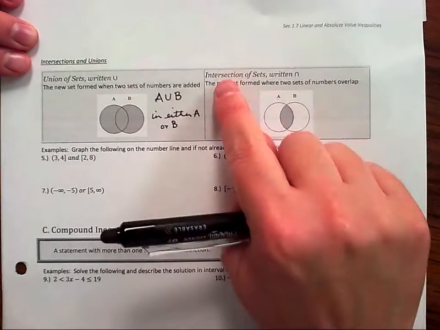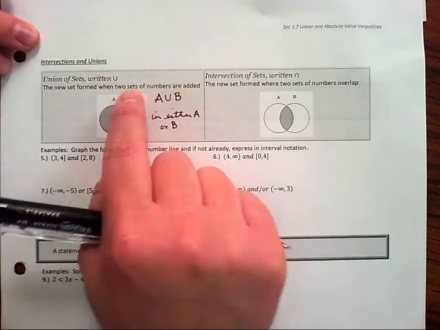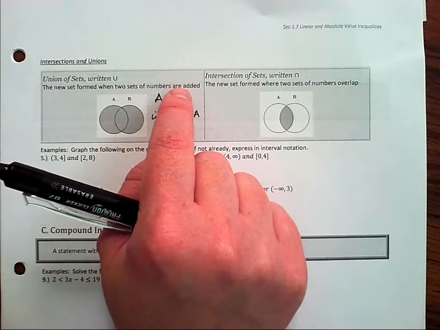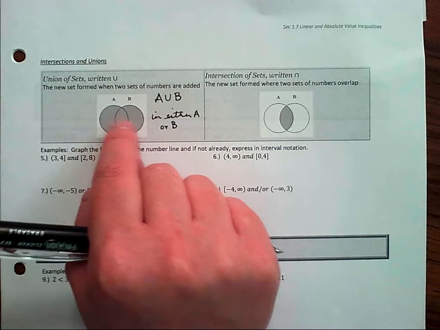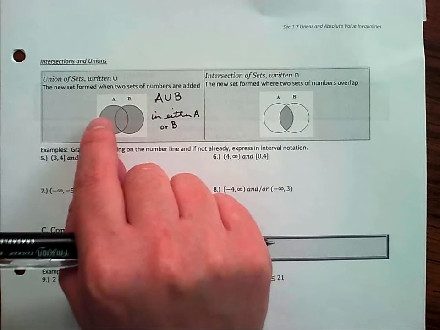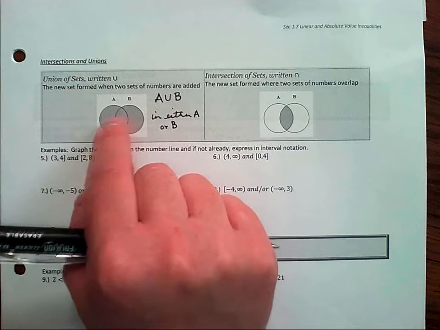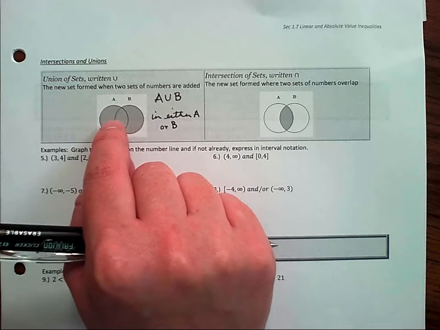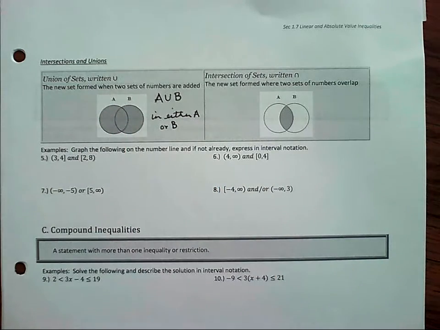Okay, and the intersection of sets. So this kind of tells us how to look at it, like if we're looking at a number line or if we're looking at a picture. I'm combining these two sets. I'm kind of adding them together. So it's like adding them together.